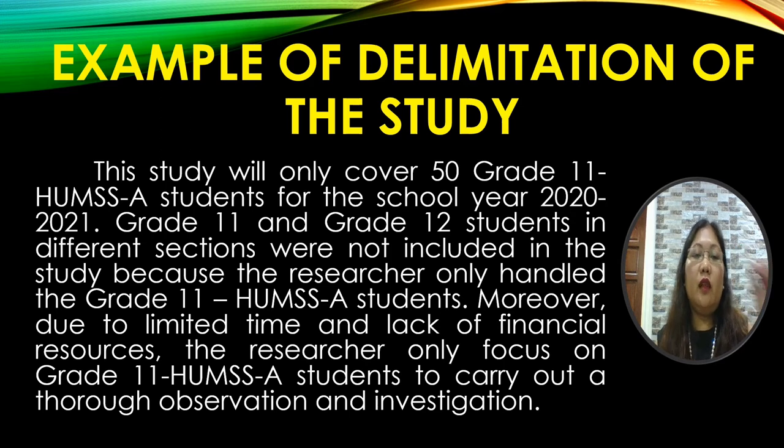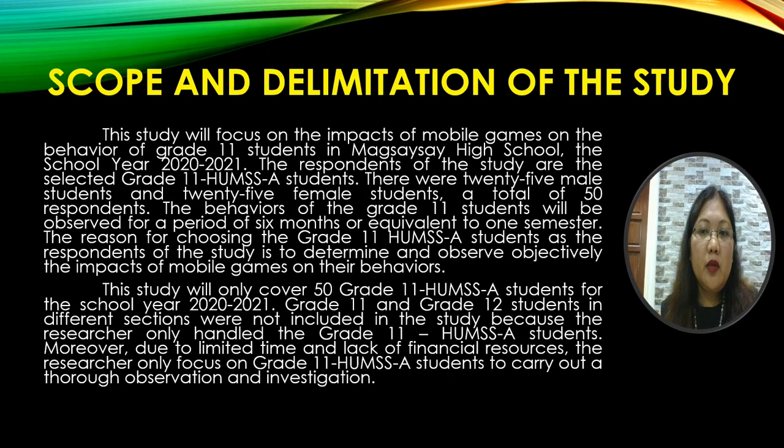So I hope that this scope and delimitation of your study, specifically the sample, gives you an idea on how you're going to formulate your own. Okay? Alright, so this will be the results. Okay, so remember that the scope and delimitation of your study consists of the scope and the delimitation. So the first paragraph will refer to the scope, while the second paragraph will refer to the delimitation of your study. So as simple as that, you can only have two paragraphs, one for the scope and one for the delimitation of your study.